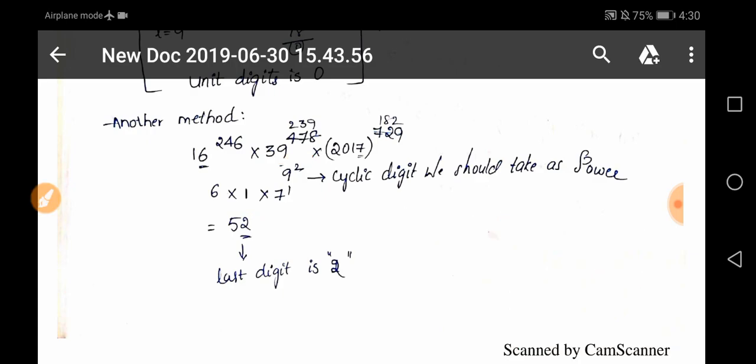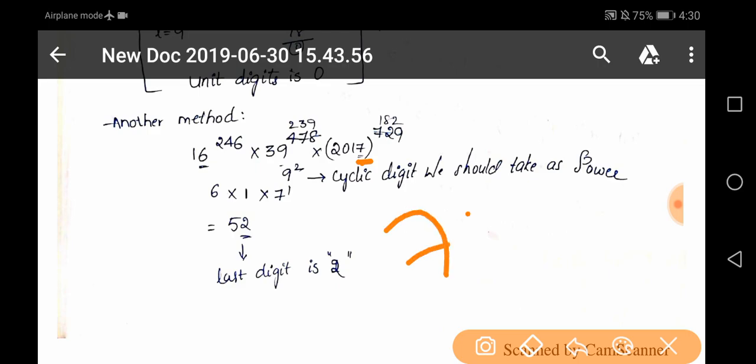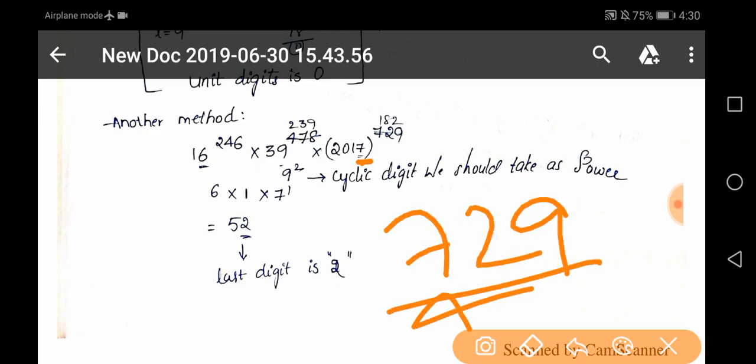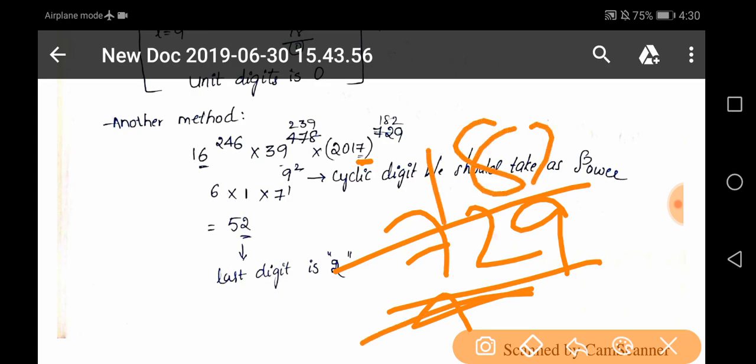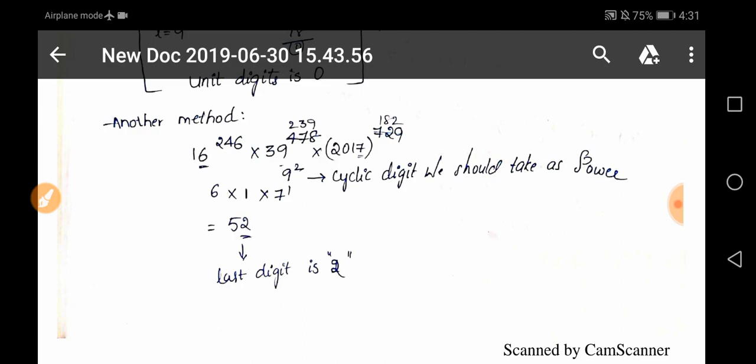And here 7. Here we have the cyclicity of 7 is 4. Okay. So 729 by 4 is 182, and the remainder is 1. So 7 power 1 is 7. So 6 into 1 into 7 is 42, but they ask for the unit digit, that is the last digit of the number, that is 2, and the answer is 2. This is how you will solve the other problems with it.